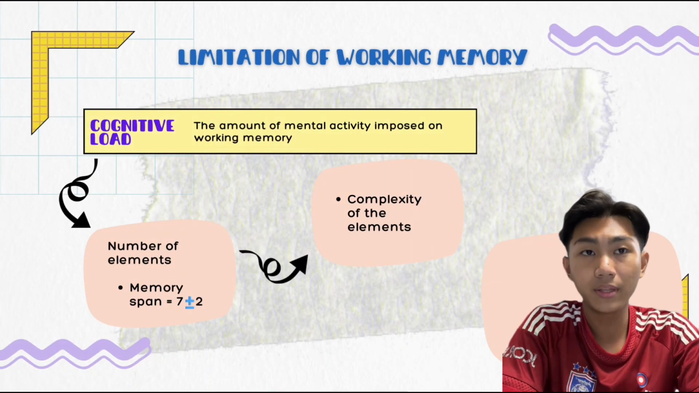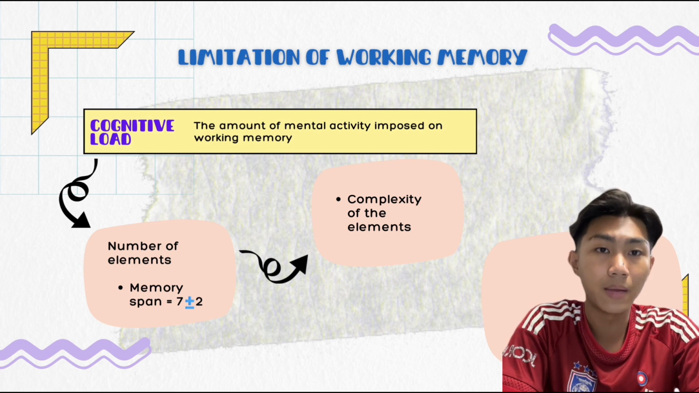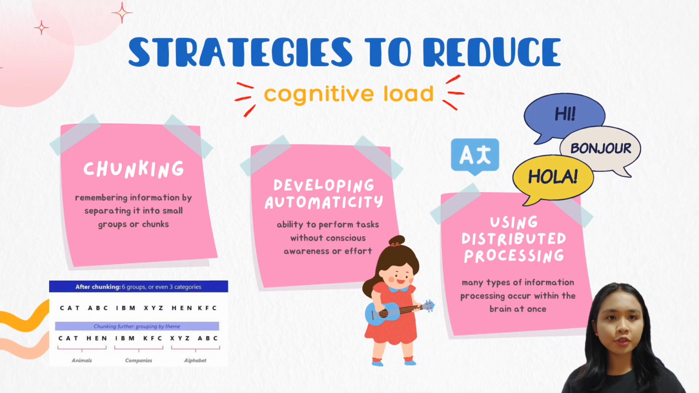The next one is the limitation of working memory. Cognitive load is the amount of mental activity imposed on working memory. It contains two factors, which are the number of elements and the complexity of the elements. Next are strategies to reduce cognitive load. The first one is chunking. Chunking is the process of breaking down complex information into smaller parts. For example, creating a mnemonic or acronym for memorizing.